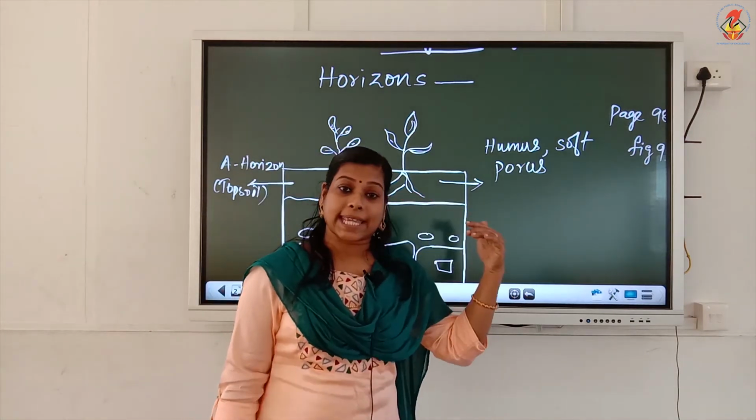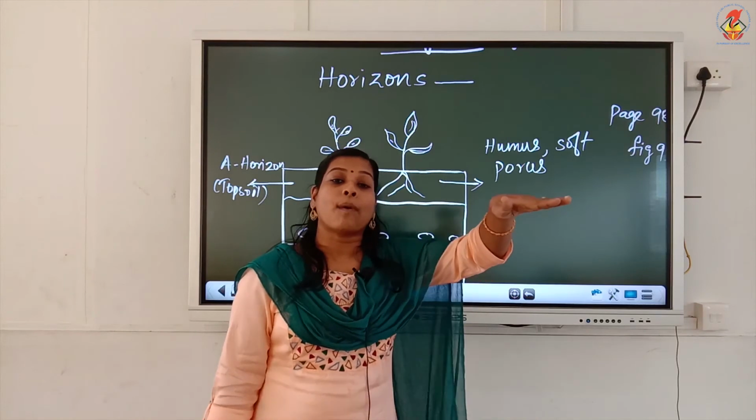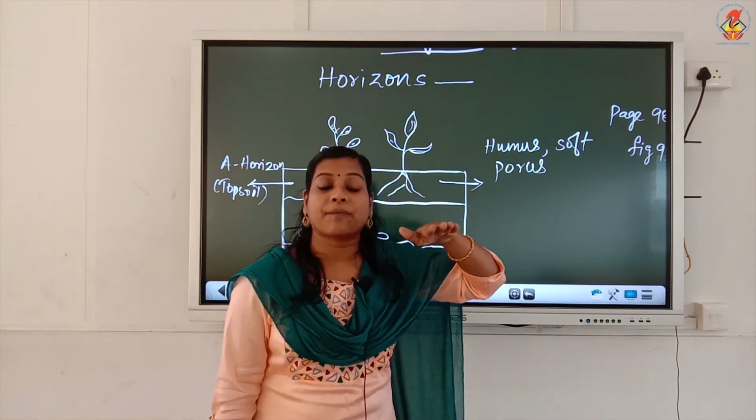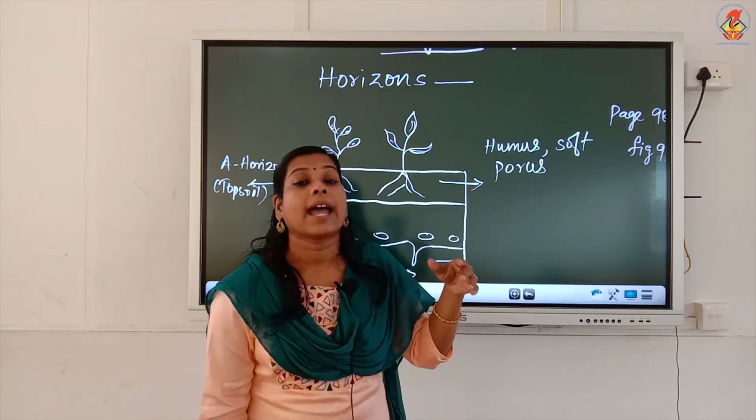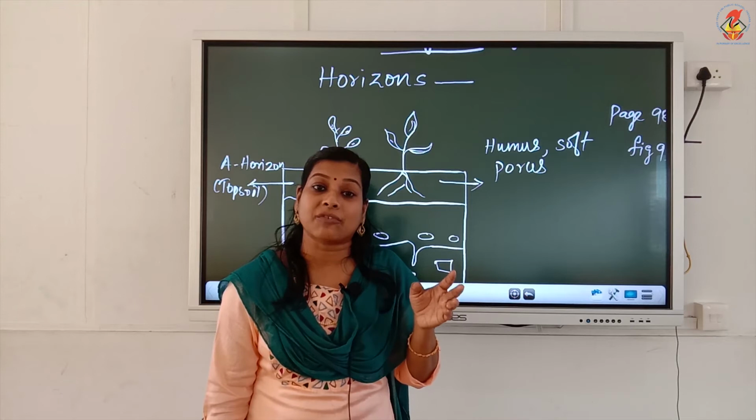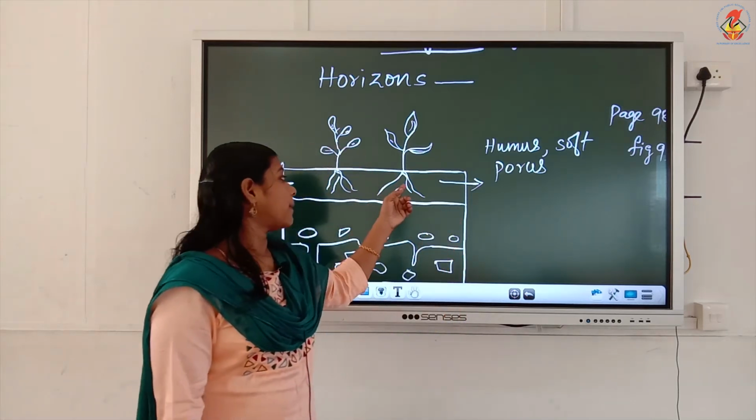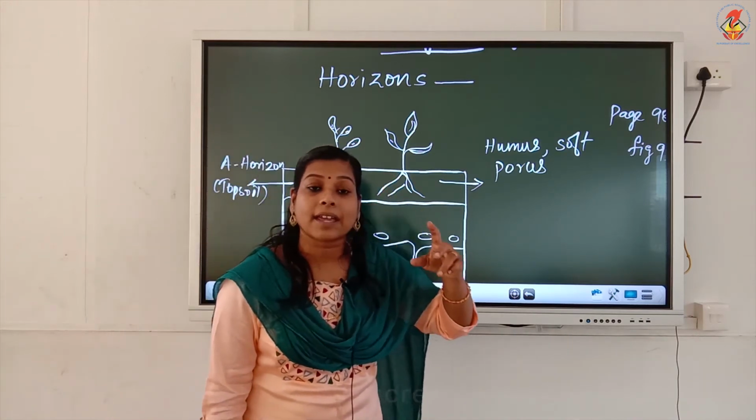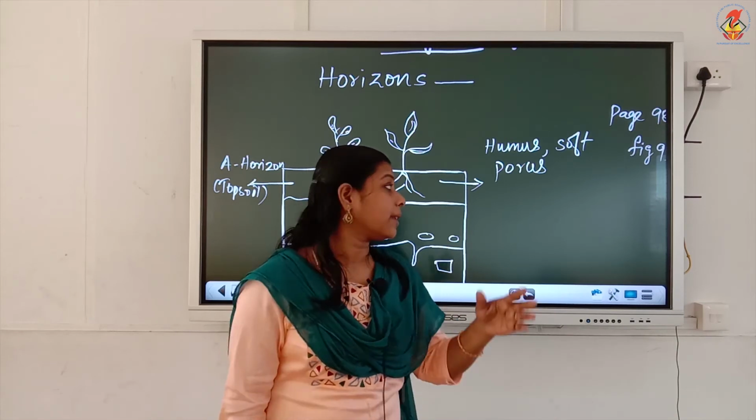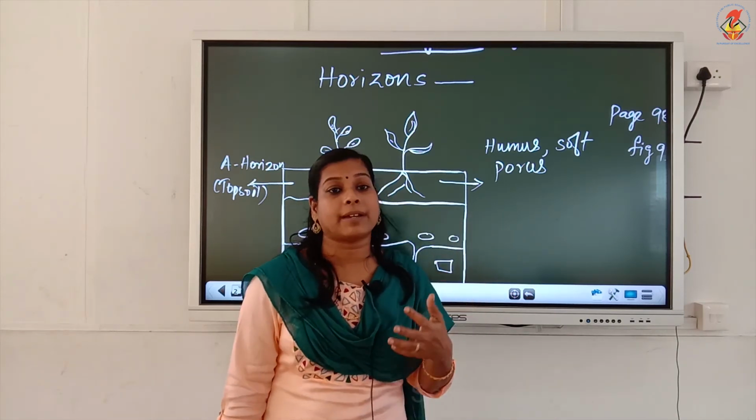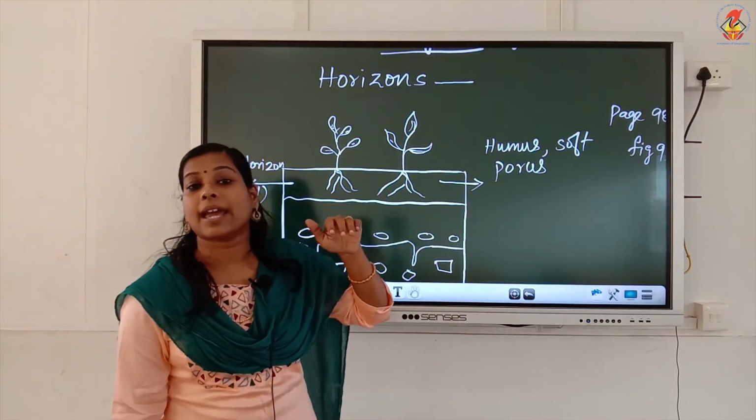So we can say that the A horizon, or topsoil, is the topmost layer of the soil profile, and it is very rich in humus and minerals. It is soft and porous and can retain water. The roots of the plants are embedded there, and this layer provides shelter for many organisms such as worms, rodents, moles, and beetles. So this is a very important layer, the A horizon.